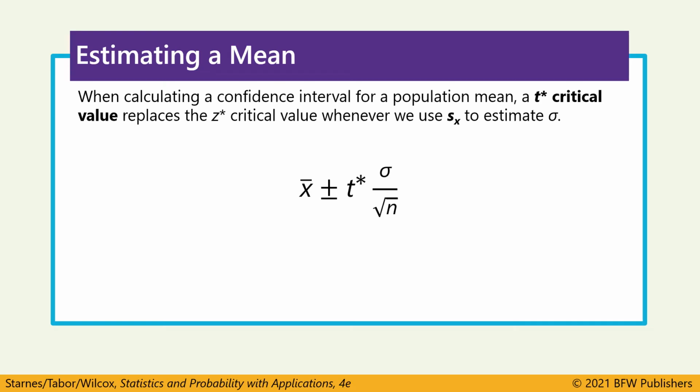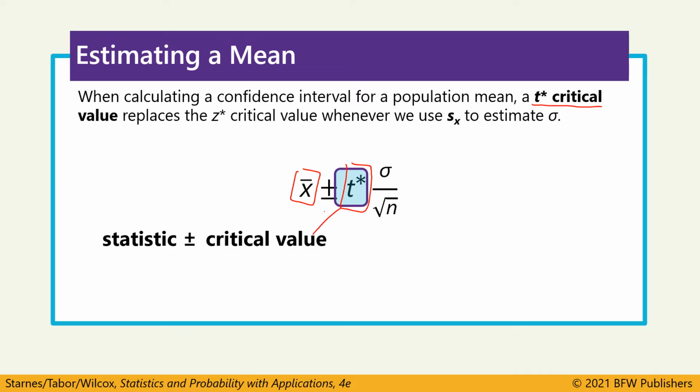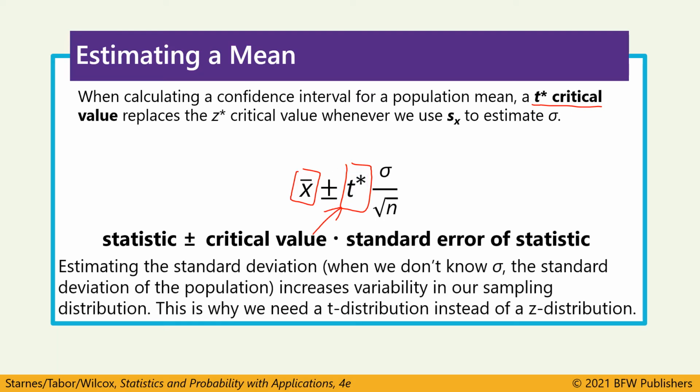So for these problems, we're introduced to a new distribution. We're no longer using the normal distribution, the z distribution, and instead we're using something called the t distribution. We can see in our equation here that z-score is replaced by t-score, but we're still following that same form of statistic, which is our point estimate from the sample, plus or minus our critical value, t star, times the standard error of the statistic.